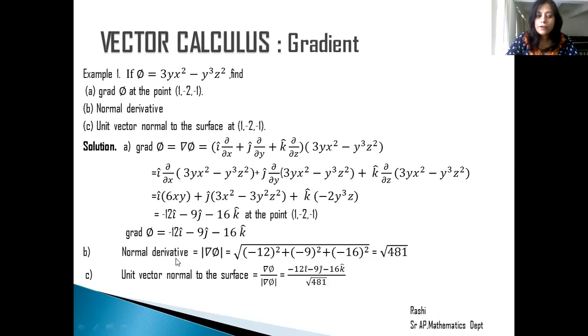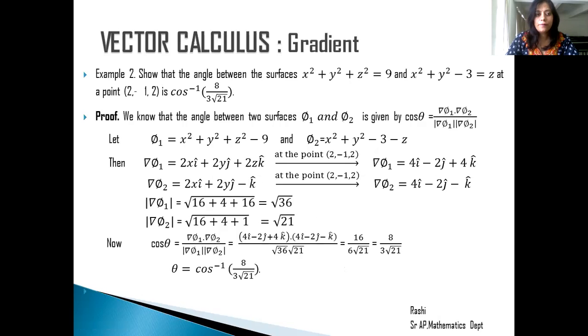What is the normal derivative? Magnitude of the gradient. How to get the magnitude? Under root of (−12)² plus (−9)² plus (−16)². That is under root of 481. Now if I want the unit vector normal to the surface, it means gradient of phi upon its magnitude. So this is the unit vector normal to the surface. Understood the concept? Let us move to the next one.